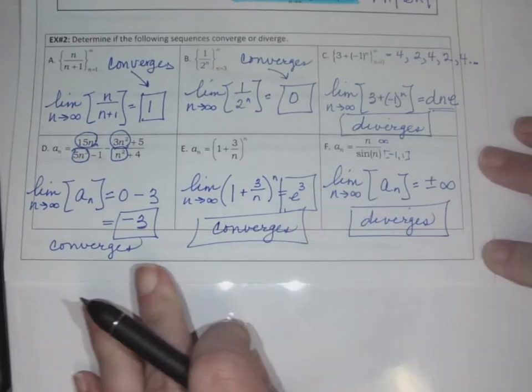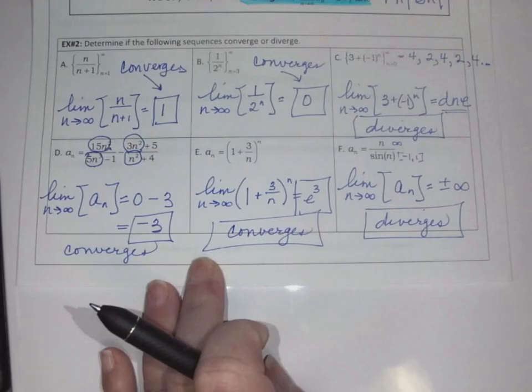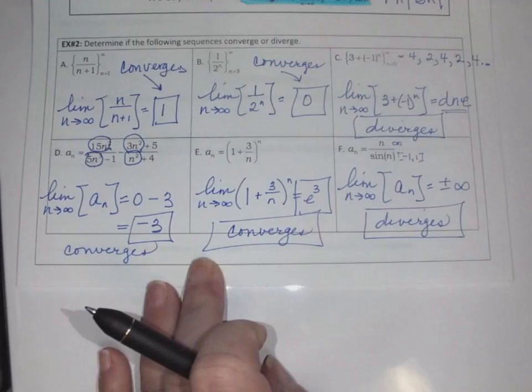So we're just using our top heavy, bottom heavy, equal to look at our limit as n goes to infinity. And that's all we're working on today.